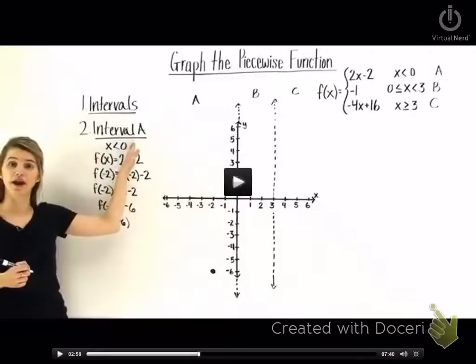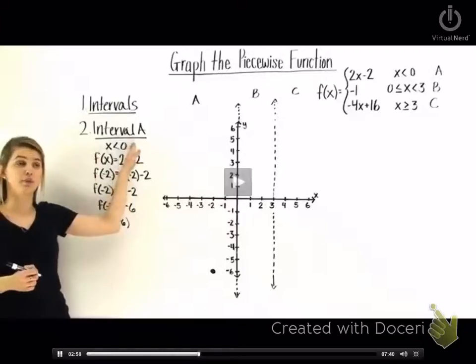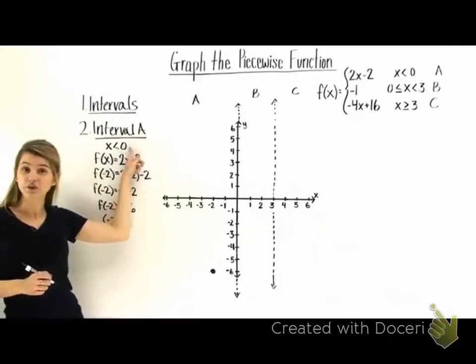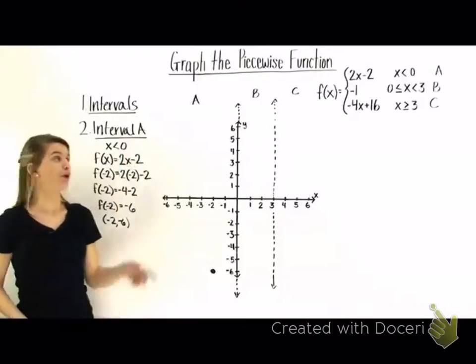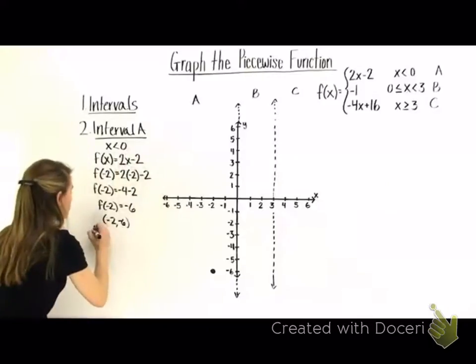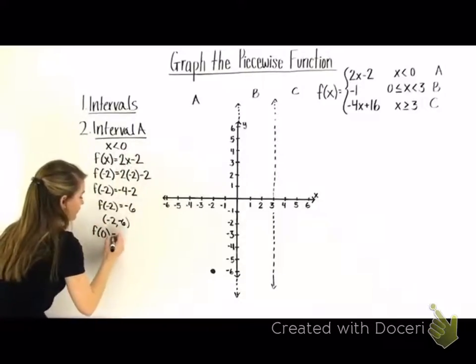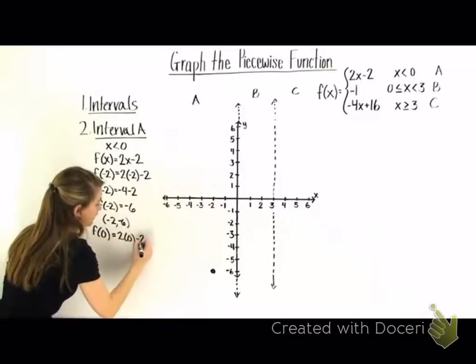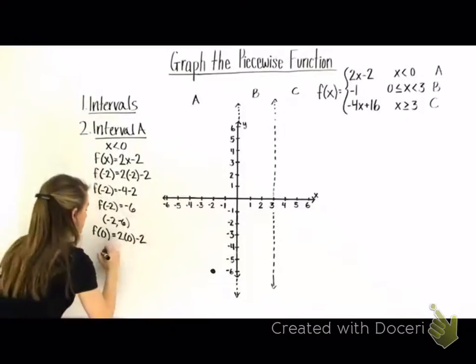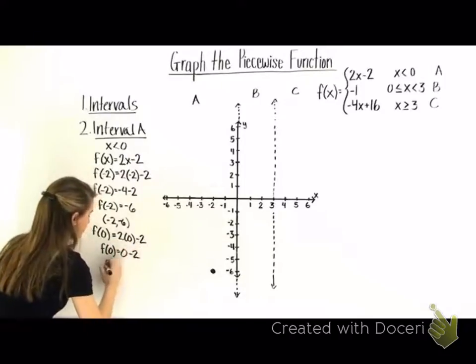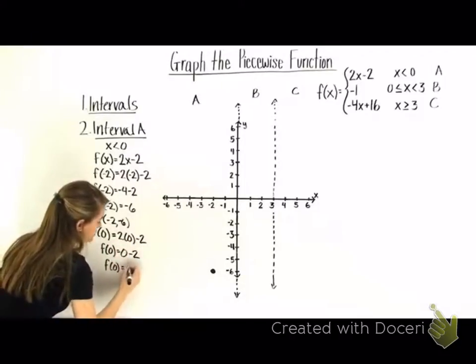Okay, let's watch what she does. Let's go ahead and pick 0. Since 0 is not included, we're going to have an open circle at 0, since we have x less than 0. So we can pick 0, but we need to put an open circle at 0. F of 0 is 2 times 0 minus 2. That means f of 0 is equal to 0 minus 2, so f of 0 is equal to negative 2.